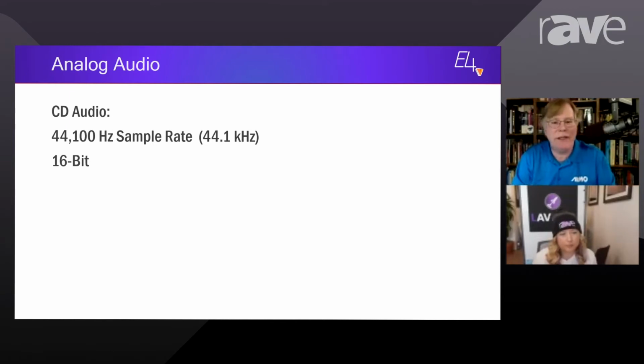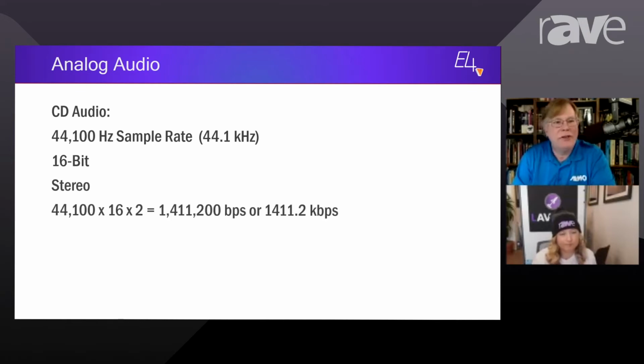So the math with this, okay, and stereo would be 2 channels, left and right. So 44,100 times your bit depth times the 2 channels of left and right. This gets you your bit rate. So 1,411,200 bits per second, or what you probably often see is 1411.2 kilobits per second. So that's the bit rate. That is the audio bit rate for CD, and it's been around a long time.